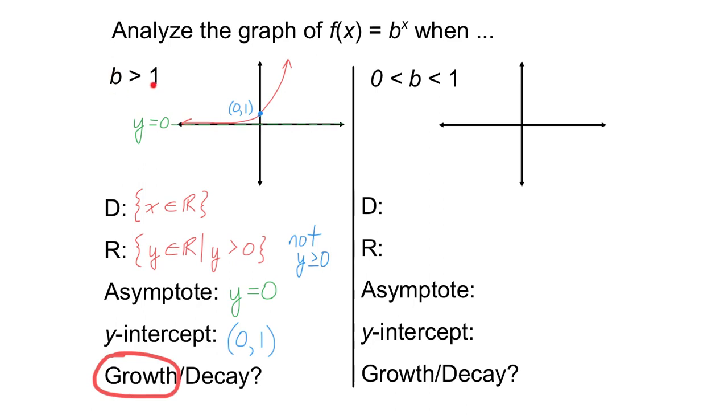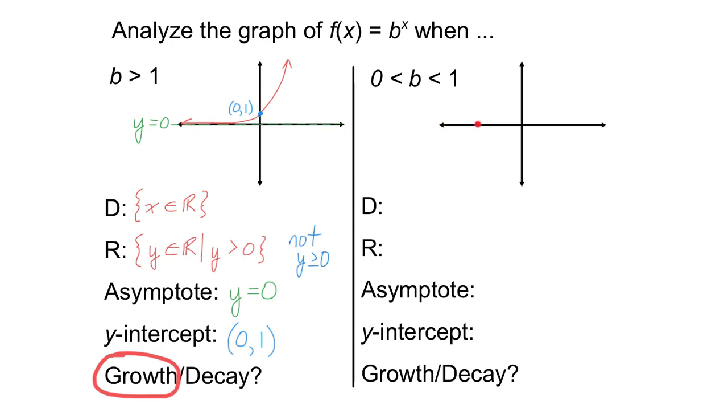Now, what if b is not greater than 1? What if it's like 0.5 or 0.887 or 3/4 or some other number that's less than 1? Well, we can do the same process to figure out what a graph would look like if the base of the power in that function is between 0 and 1, meaning any fraction less than 1. Let's pick 0.5 just as an example.